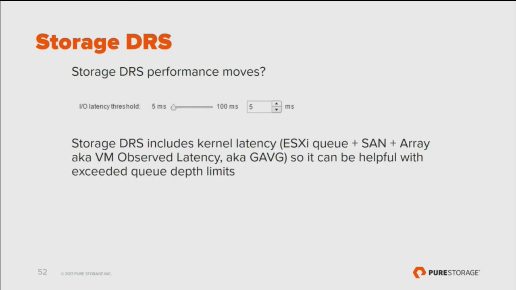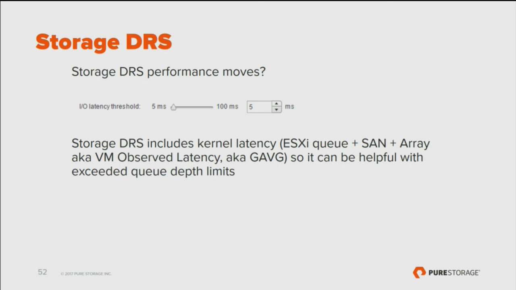Storage DRS looks at a value called VM observed latency, which essentially is the array latency, the SAN latency, and the ESX latency, including queuing, aka the GAV. So if you have latency based on queuing, storage DRS can move a VM to another data store that might be better off. So storage DRS can be helpful in situations to control queuing for you. I don't want to raise the queue value on this, but I have another one here and it can service more. That might be what you want. Right?